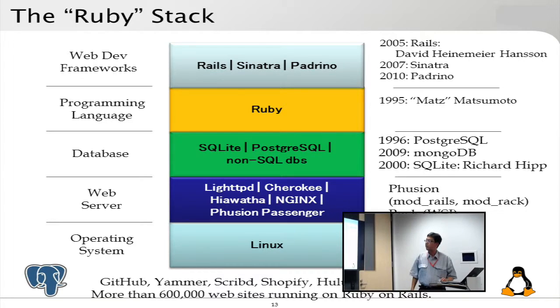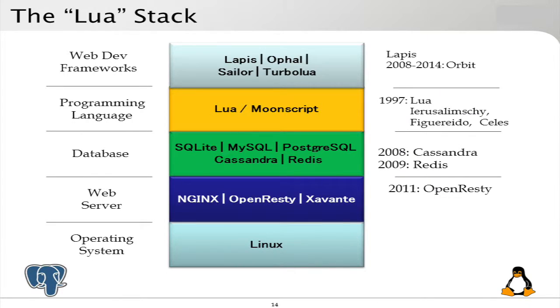Okay, so this is Ruby. Ruby was developed by Matsumoto in Japan. I don't know how popular it really is in Australia or in other countries, but in Japan it's very popular. Everyone uses it.